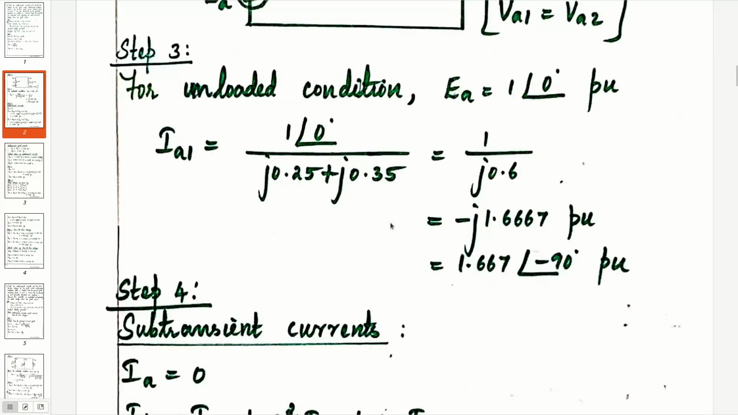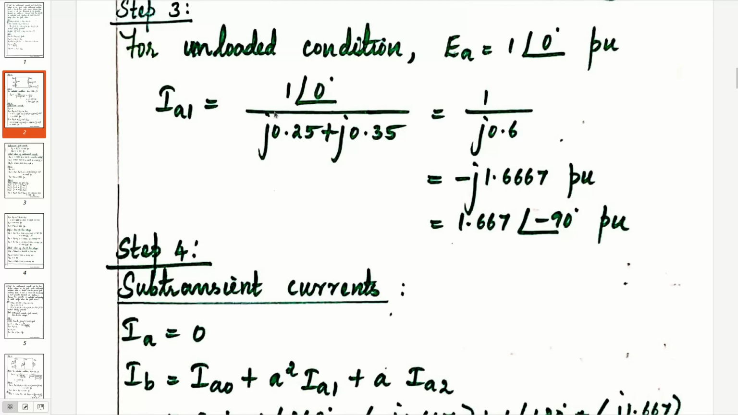Then step 3, let us calculate the value for Ia1. For unloaded condition, we consider Ea, the EMF generated per phase. Ea is equal to 1 at an angle 0 per unit. Ia1 is equal to Ea by Z1 plus Z2, since there is no zero sequence network in the combined network. Substitute the values for Ea, Z1, Z2, and you get Ia1 as minus j1.6667 per unit. It can be written as 1.667 angle minus 90 degrees per unit in polar form.